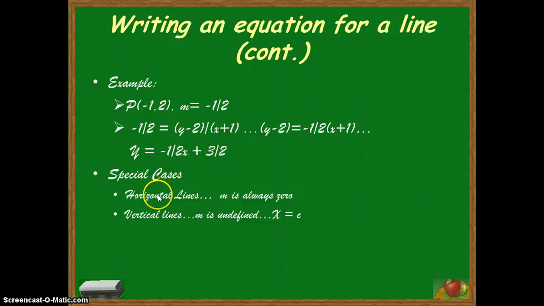Special cases. Horizontal lines, the slope is always 0, and so the equation would be y equals some constant c. Vertical lines, the slope is undefined, and the equation would be x equals some constant c.